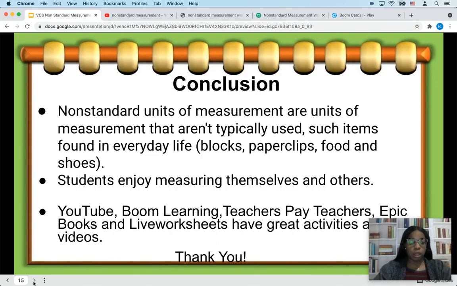In conclusion, non-standard units of measurement are units of measurement that aren't typically used, as we've seen, such as items found in everyday life, like blocks, paper clips, food, and shoes. Students typically enjoy the hands-on activities of measuring themselves, such as their foot or their friends in their class, bodies, and others. YouTube, Boom Learning, Teachers Pay Teachers, Epic Books, and Live Worksheets have great activities and videos to teach non-standard units of measurement.